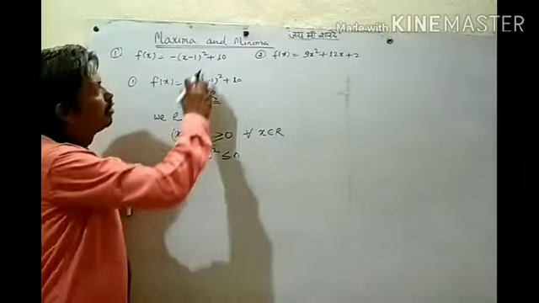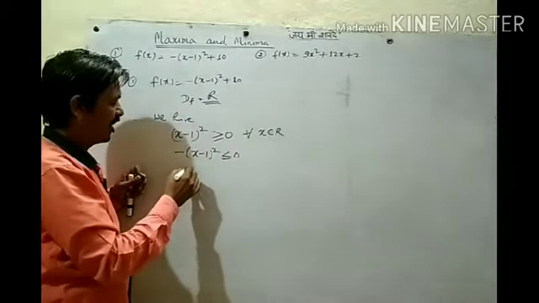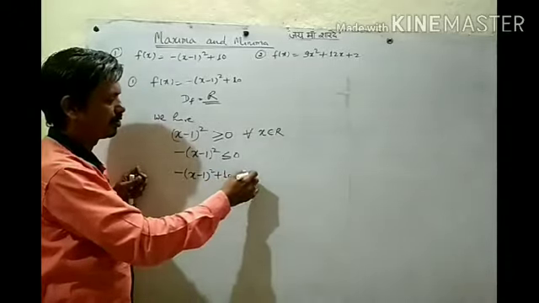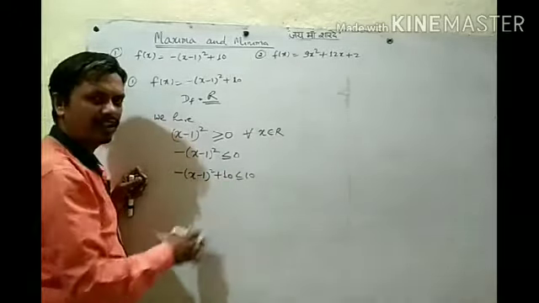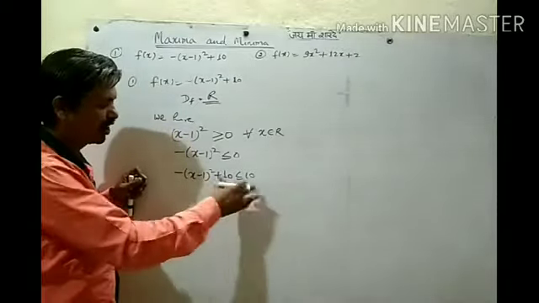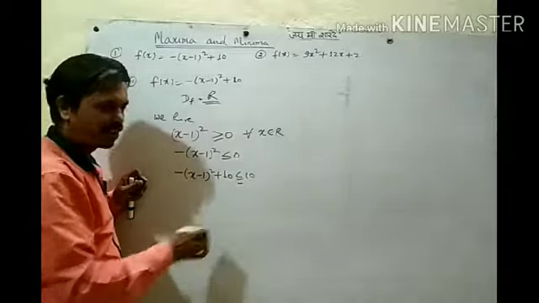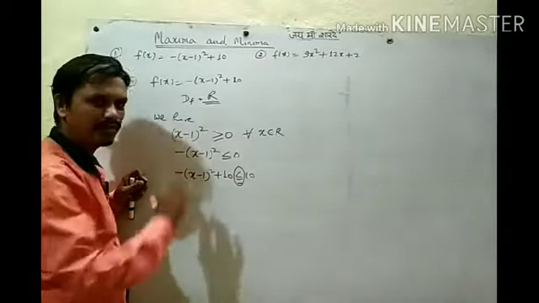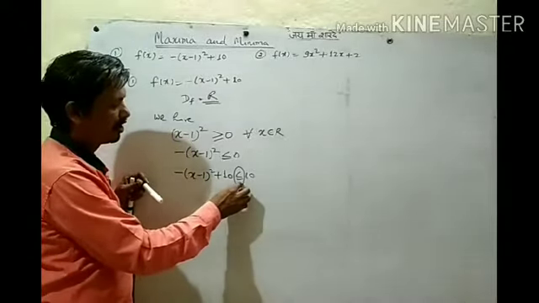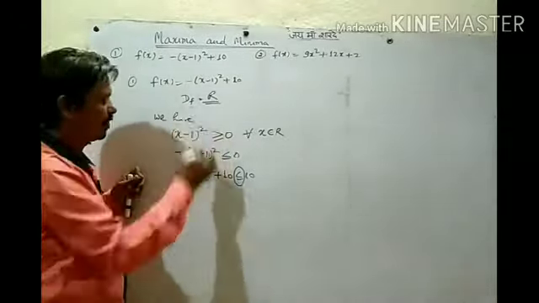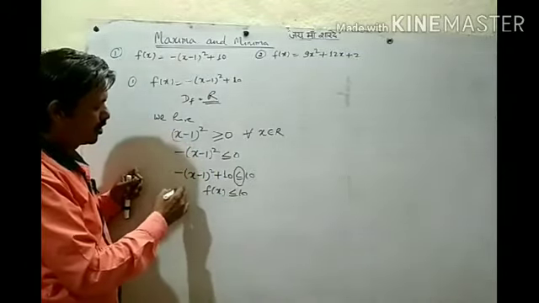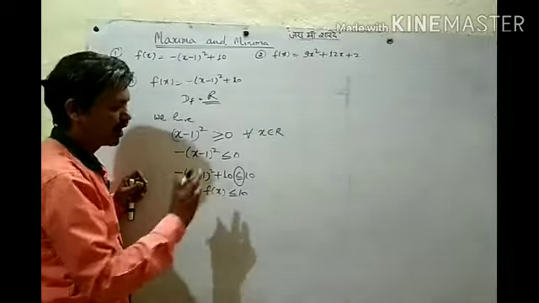Okay? Now here we have plus 10. So if we add 10 to both sides, this will be less than or equal to 10. Minus of (x minus 1) whole square plus 10 is less than or equal to 10. Adding 10 to both sides, the sign will be the same. Now what is this? Our given function f of x. So f of x is less than or equal to 10.